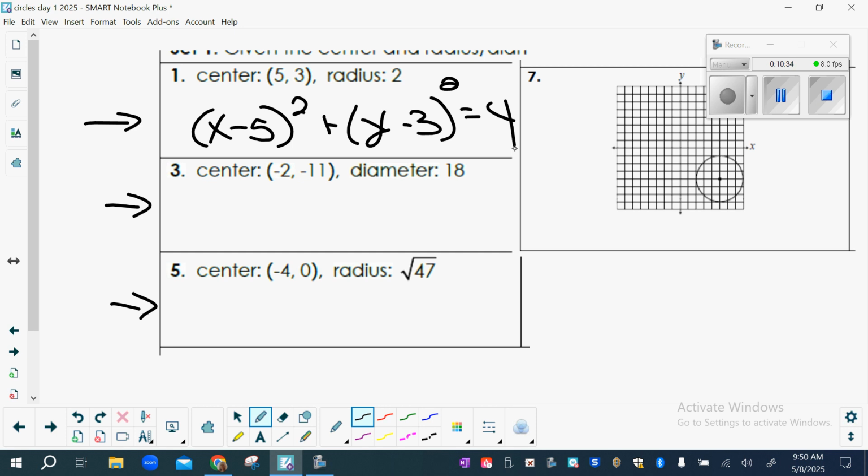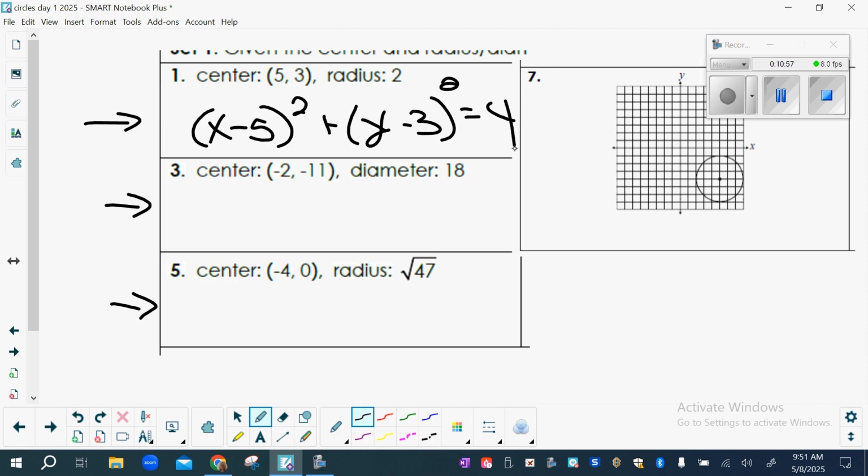Did you get 81? Yes. 81 for your radius squared is perfect. Here's your equation: (x + 2)² + (y + 11)² = 81, because I had to cut that diameter in half, take the 9, and square it.